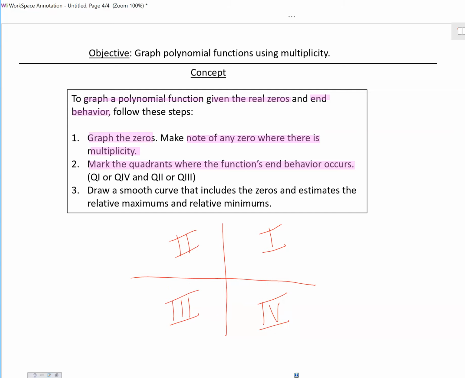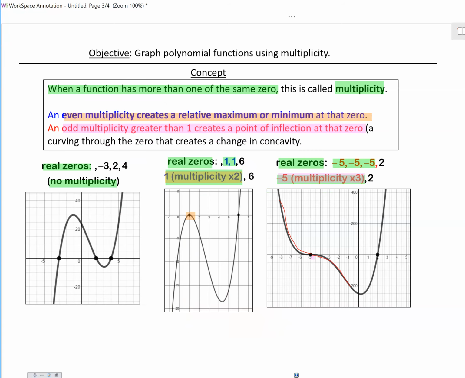All right, once we've identified all of that, then what we will do is draw a nice smooth curve that includes the zeros, and we're going to have to estimate any relative maximums or minimums between zeros. If we go back here to this, notice that going from zero to zero, the function here has to do either a relative maximum like it does there, or from this zero to that zero, it has a relative minimum. We're going to have to estimate those. The only way we can actually determine what those are is with some calculus that we have not learned yet.